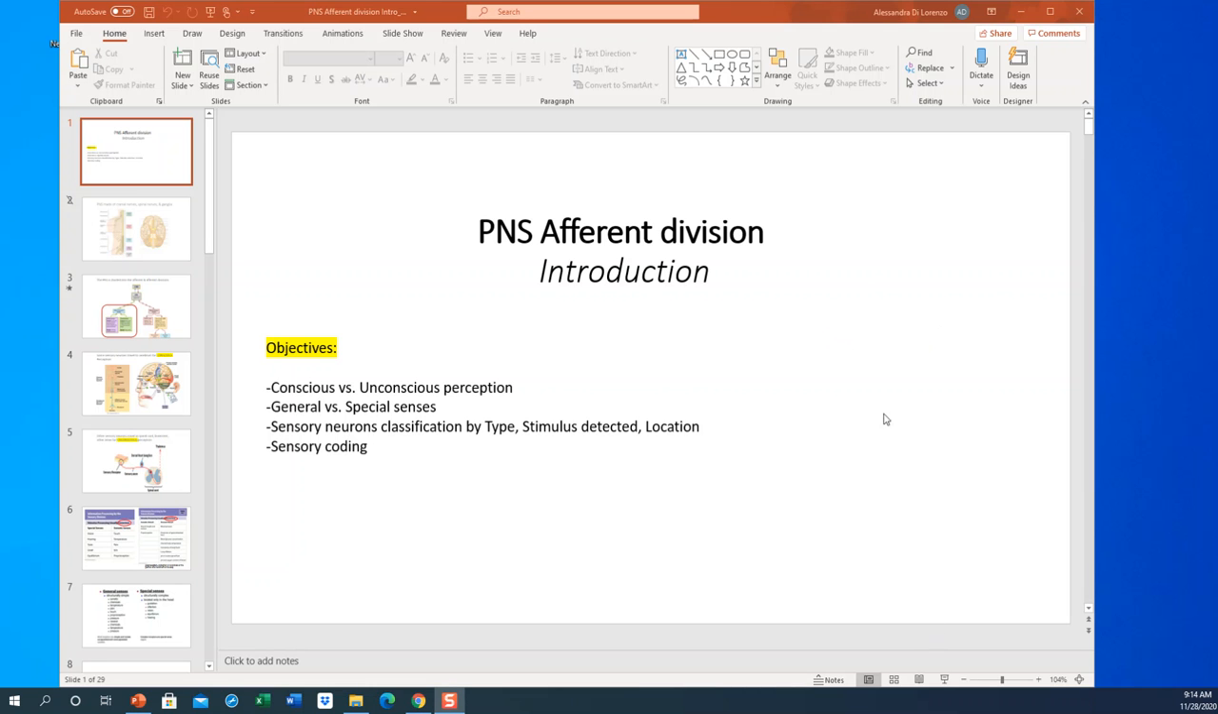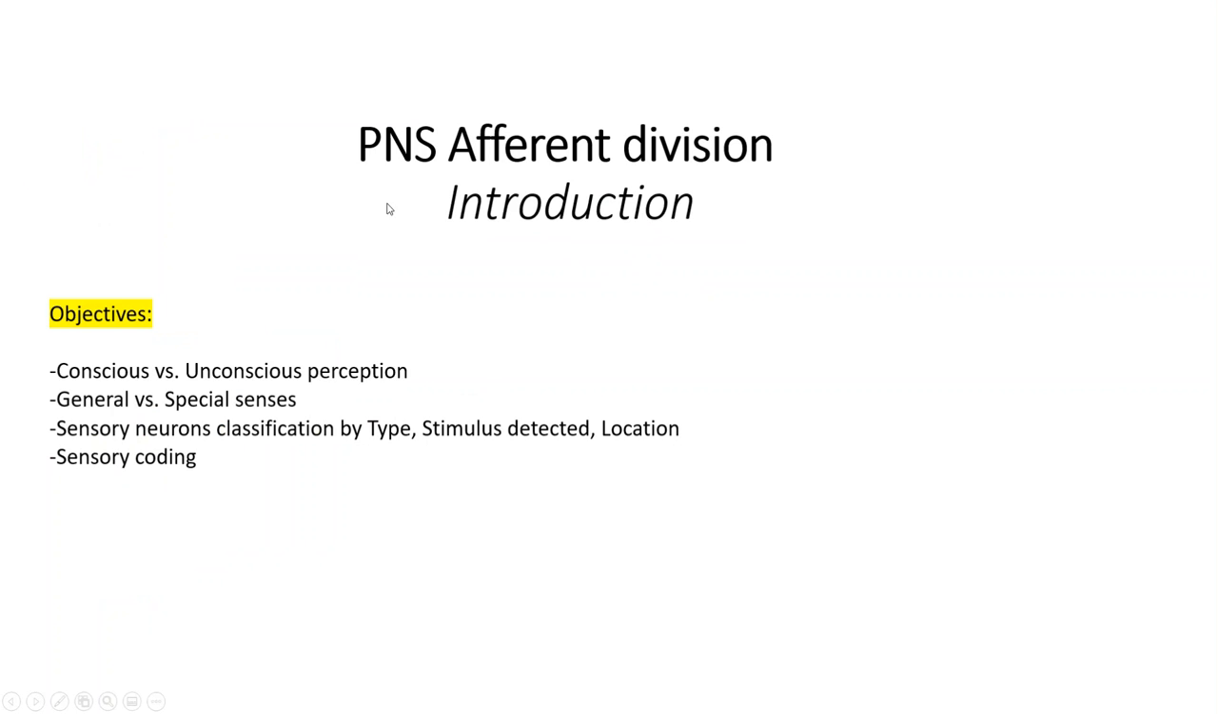Okay, guys, today we're going to talk about the peripheral nervous system afferent division. This is just an introduction, and next time we're going to start talking about special senses such as vision and then hearing, and then other special senses as well. That's going to be the end of our course. So this presentation is fairly short. I just mean to introduce several different concepts before we start our tour of special senses.